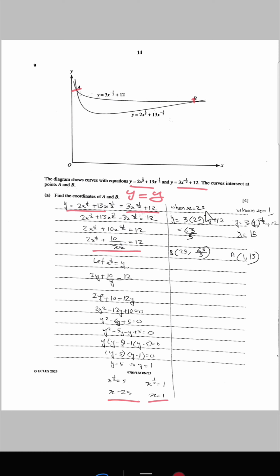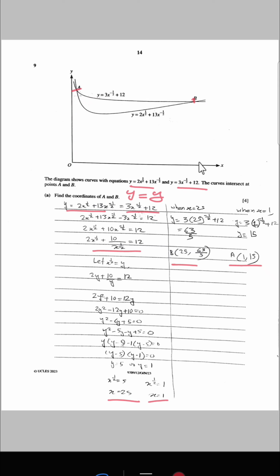Then substitute the value of x in either expression of y to find the coordinates of A and B. As A comes before B, the x coordinate of A should be less than the x coordinate of B. So A would be 1 and 15 and B would be 25 and 63 by 5.